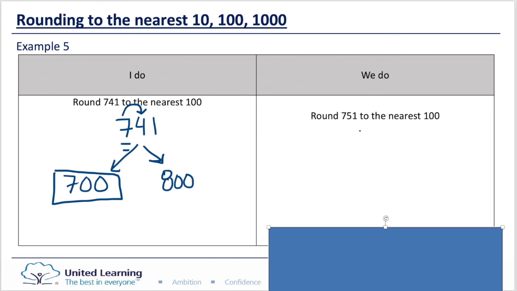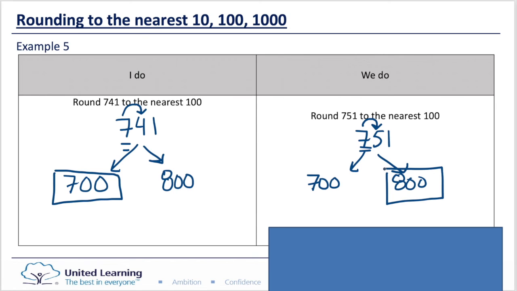All right, let's try it. So 751. Again, hundreds place. So let's identify. Hundreds is here. So that could either be 700 or it could become 800. What is in the place value smaller than that? In the tens place, we have a 5. 5 or above, you give it a shove. So therefore, this is closer to 800.